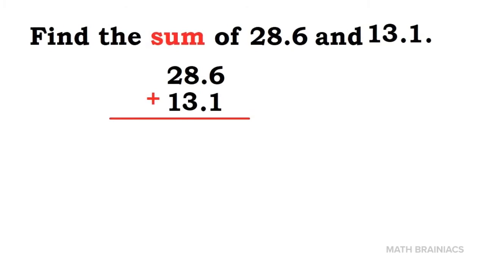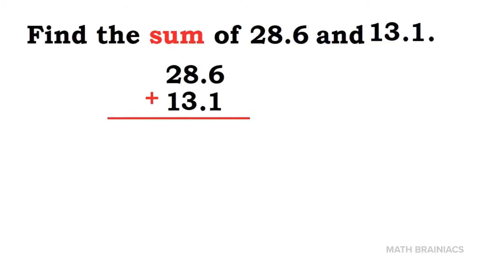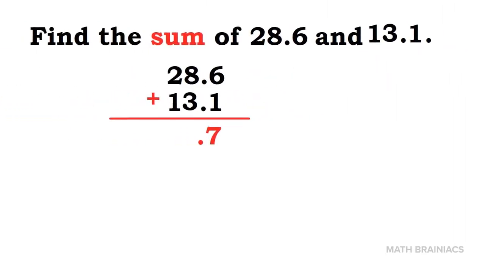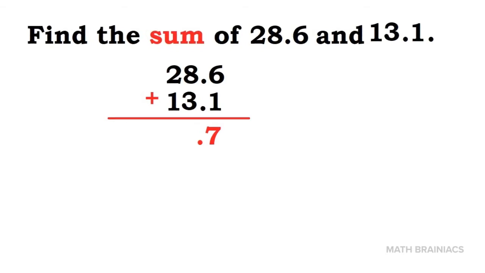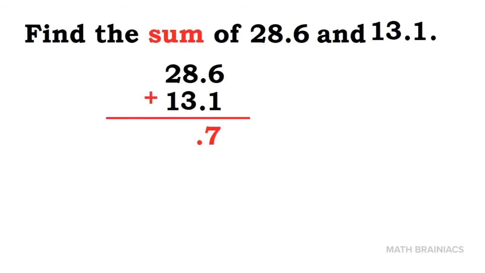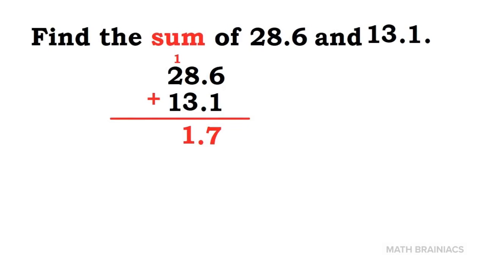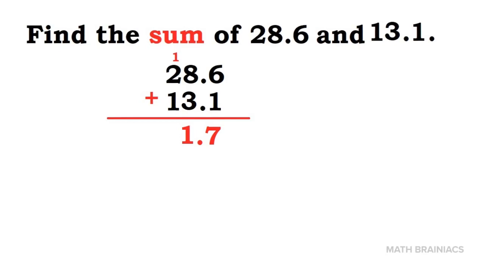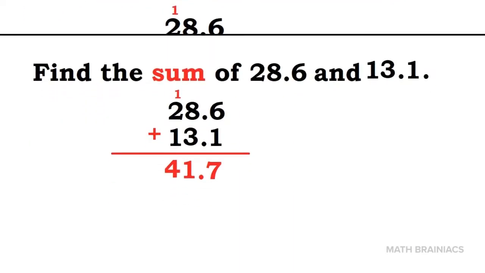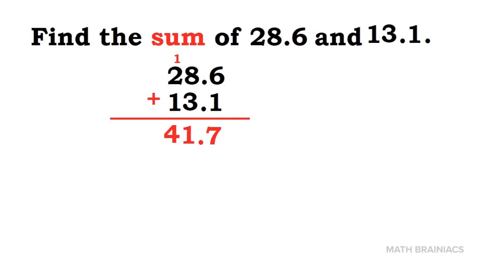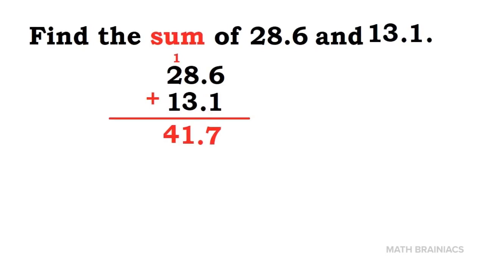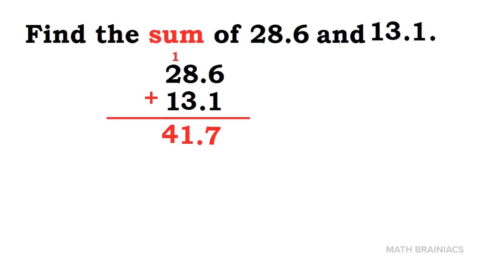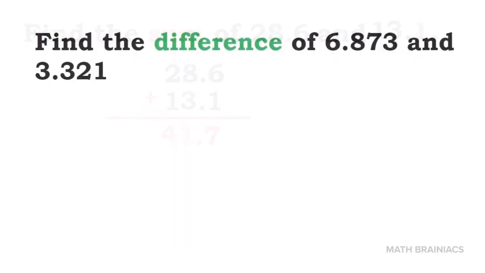Writing the numbers vertically and aligning the decimal points, we can start adding the numbers. Adding the rightmost part of the numbers, 6 plus 1 is equal to 7. Then, write down the decimal point as aligned. Next, we are going to add 8 plus 3, which will give us 11. We are going to write down the 1 and carry over the 1 over the 2. Accordingly, 2 plus 1 is equal to 3, plus 1 on the carried over number will give us 4. Therefore, 28.6 plus 13.1 will give us 41.7.